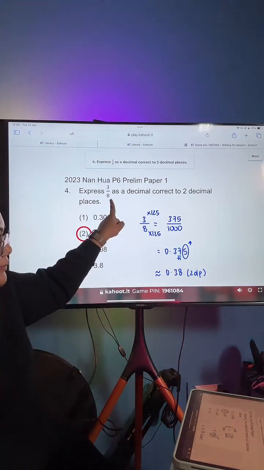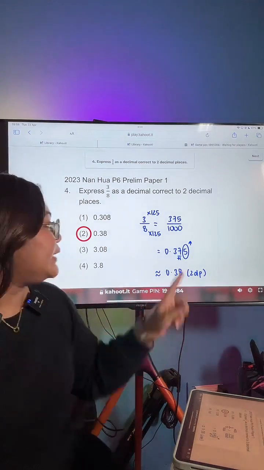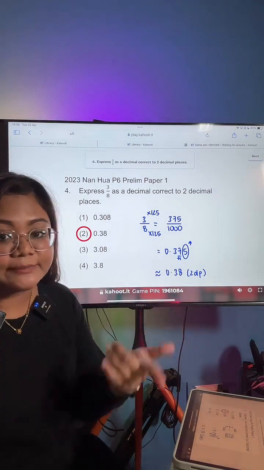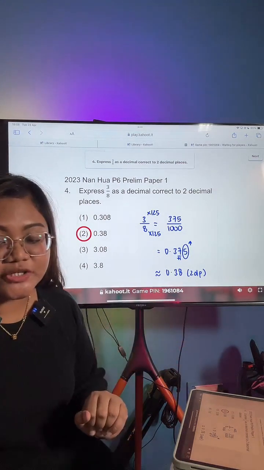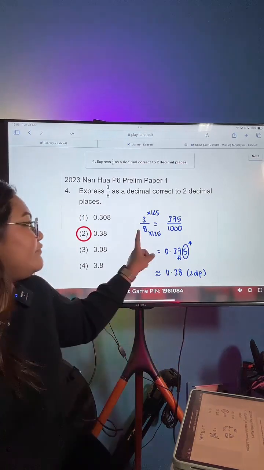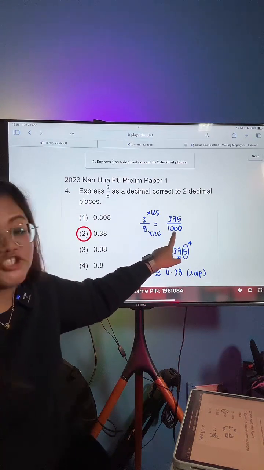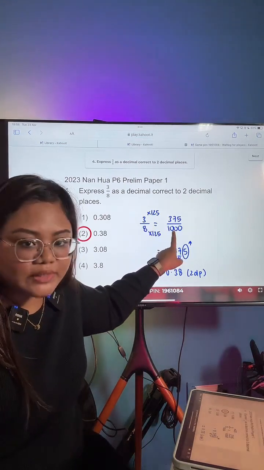3 over 8 as a decimal. Decimal means out of 10, out of 100, or out of 1,000. 8 cannot change into 10. 8 cannot times anything to give me 10. 8 times 2 is already 16, not 10. 8 cannot times anything to give us 100. But if I times by 125, I will get 1,000. Basically, from 8, I can change to 1,000 because 8 is a factor of 1,000.